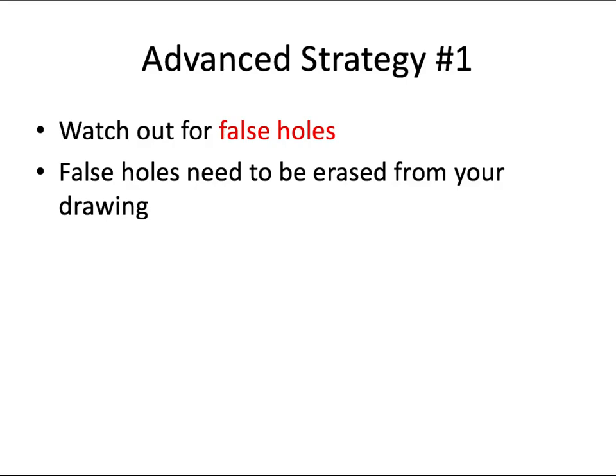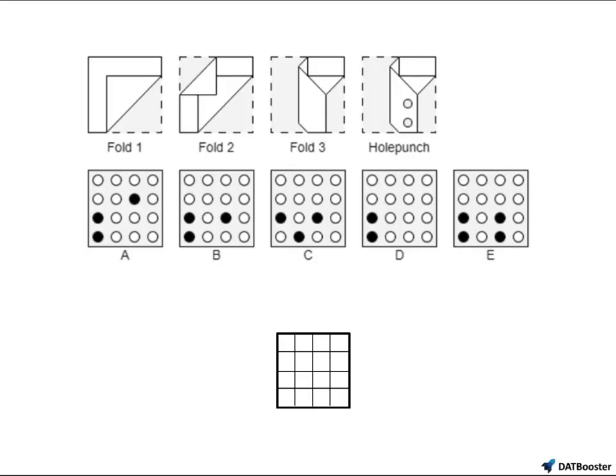All right, now for an advanced strategy. We have to keep an eye out for false holes, and false holes need to be erased from your drawing. Let's see what that's all about. So false holes or invisible holes are the one big exception to the previous rules. Essentially, they won't appear on the final answer in their original position. So we have to erase them from our drawing and be careful not to include them.